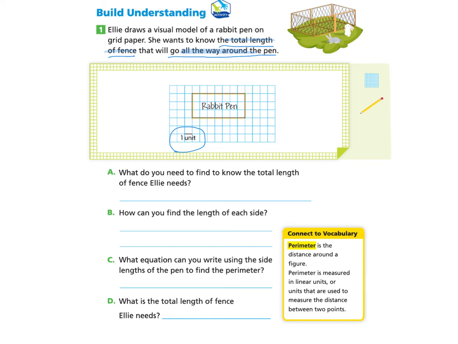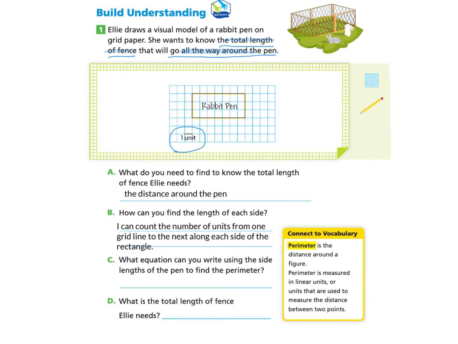What do you need to find to know the total length of the fence Ellie needs? What do we need to know to find the total length around the pen? We will need to find the distance around the pen. All right, part B. How can you find the length of each side? What are we going to do to find the lengths of all 4 sides? Well, the best thing that we can do is to count the boxes on each side.